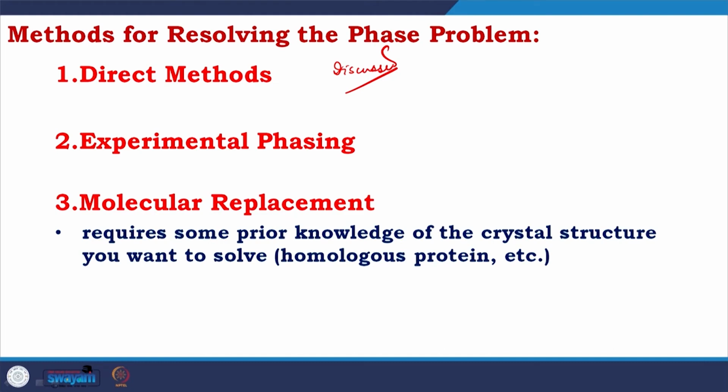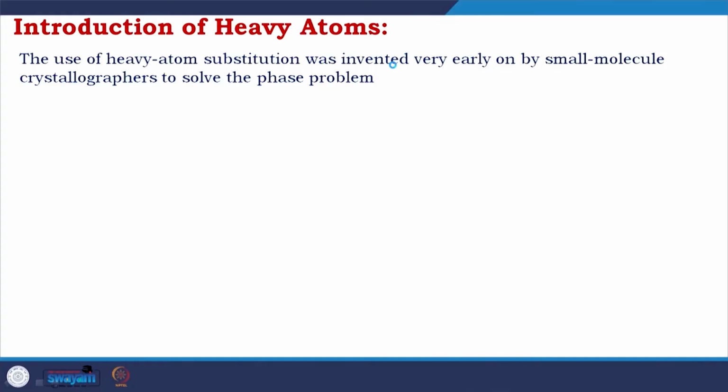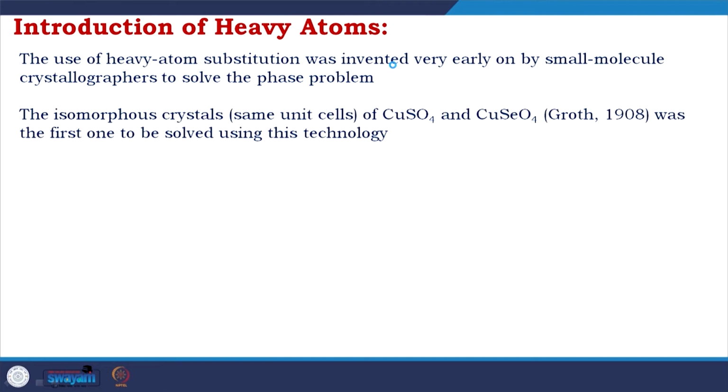So, experimental phasing means, if you remember, I am constantly talking about, you have carbon, nitrogen, oxygen in the crystal, you need some others and the solution comes through the transition metals. The use of heavy atom substitution was invented very early on by small molecule crystallographers to solve the phase problem. The isomorphous crystals, crystals which are the same type like CuSO4 sulfur and CuSeO4 selenium, two copper complexes, one is made of sulfur, one is made of selenium, was the first one to be solved using the technology of isomorphous replacement.